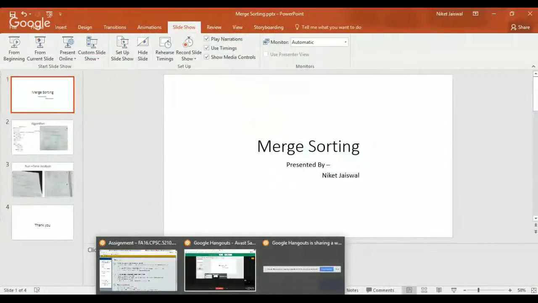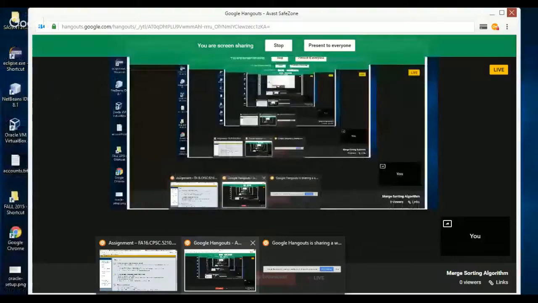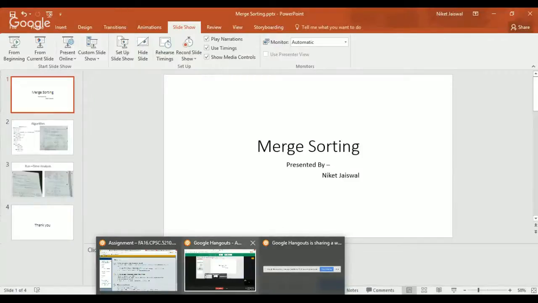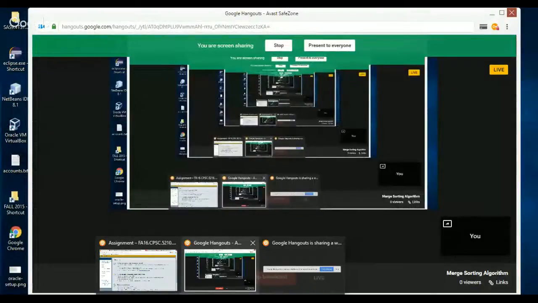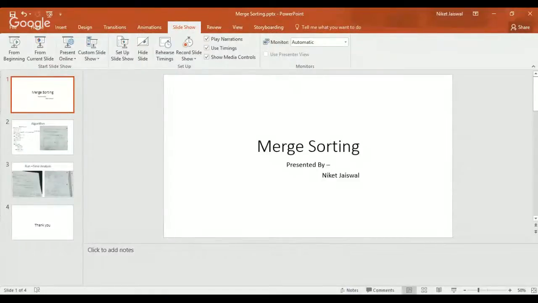Before I start my understanding, oh, one second. I think I have some problem. Okay, either way, let me first try to understand and make sure what merge sorting is.